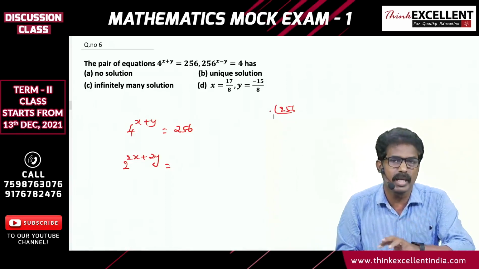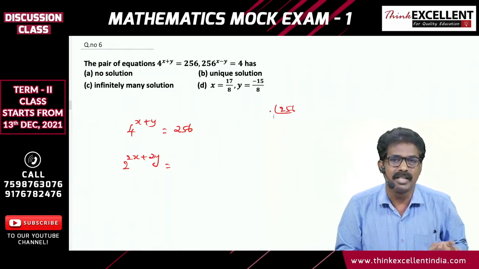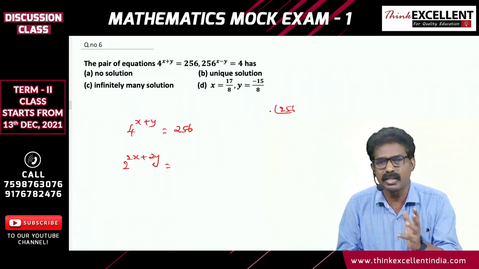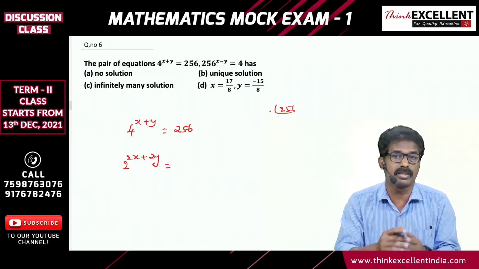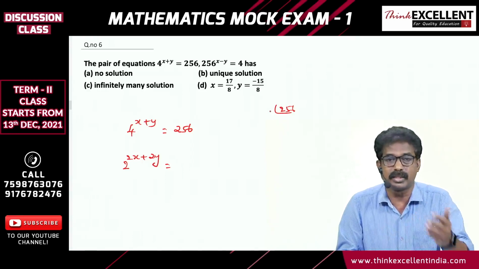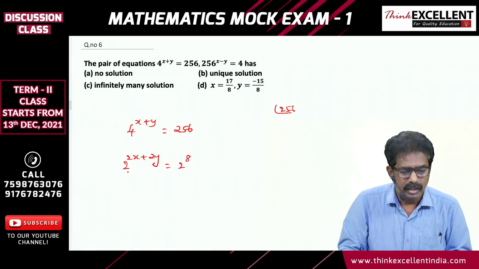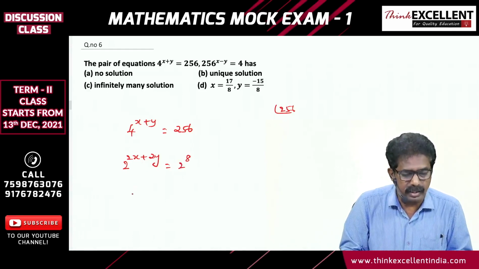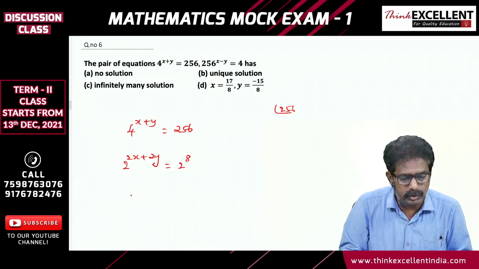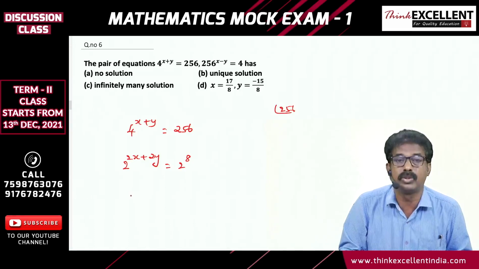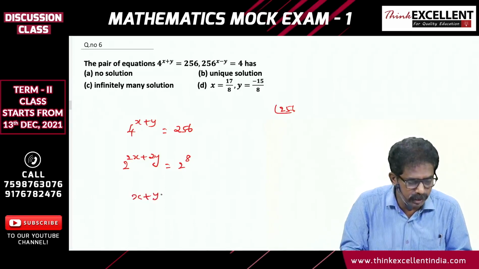You know what is 2 raised to 10? It is 1024. So certain values you remember, so you can save time. 2 raised to 5 is 32, 2 raised to 10 is 1024, right? So this is 2 raised to 8. Now the bases are equal, so the powers are equal. So 2x plus 2y is 8. If you divide by 2, you will get x plus y equal to 4.